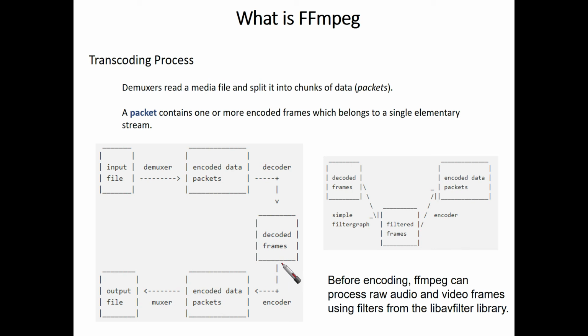Now it is possible that when the files and packets come through the decoders, you have the raw data, the decoded frames. In this raw data you can do some filtering. That means before doing the encoding step, you can do some filtering or addition of some things into the raw data, right? So before encoding, ffmpeg can process raw audio and video frames using your desired filters, and we use a library for this, libavfilter, the audio video filter library.